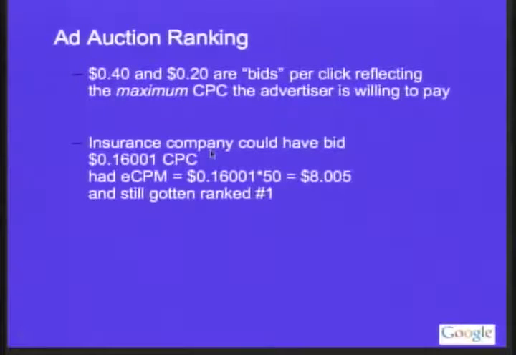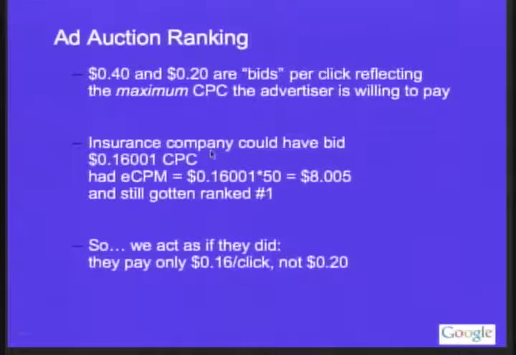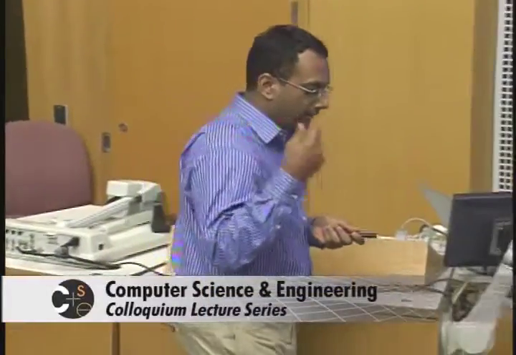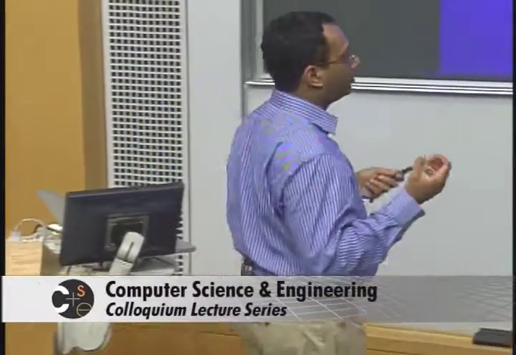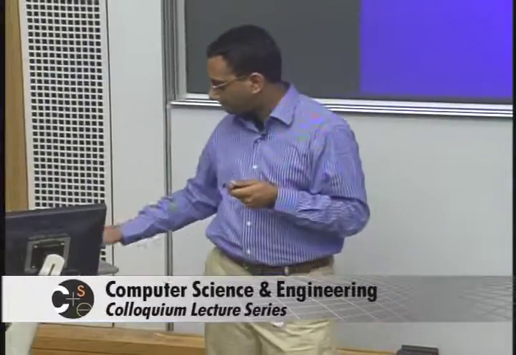So this is sort of a problem. What we end up doing is we act as if they did only charge a little bit more. So what we end up asking the advertiser to pay is only 16 cents per click, not 20 cents per click. So effectively, this is what is called a second price auction, and this is one of many ways to do an auction.